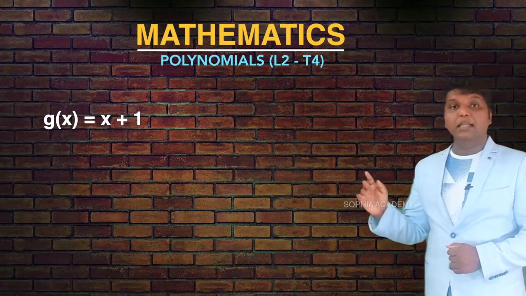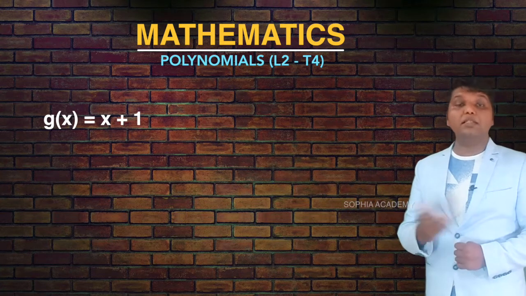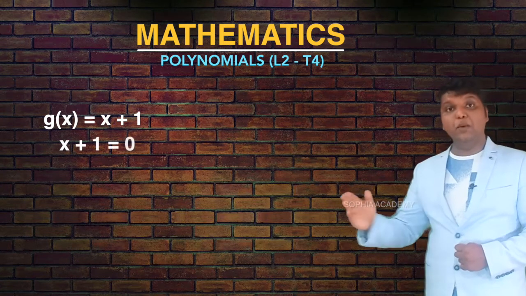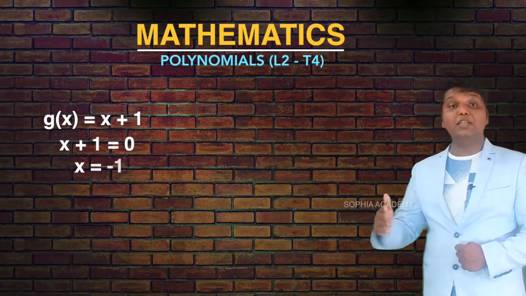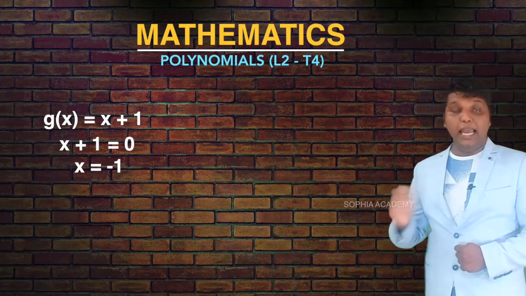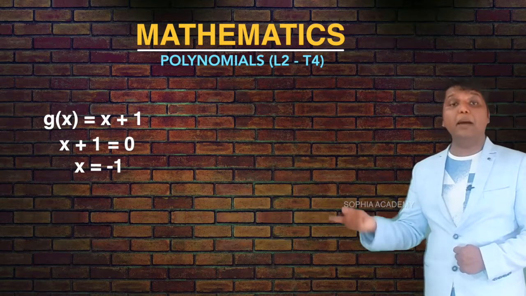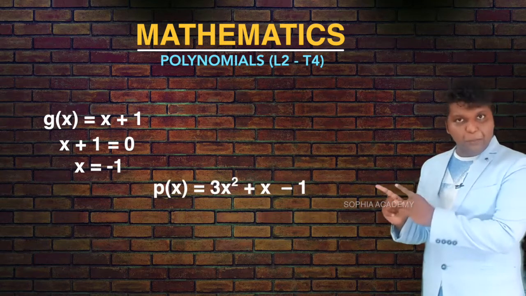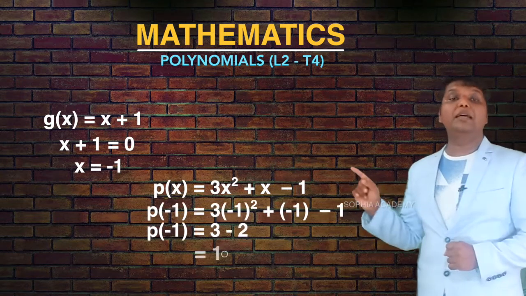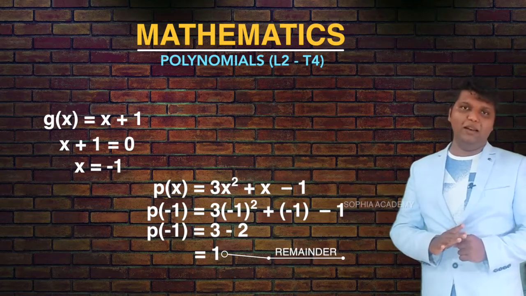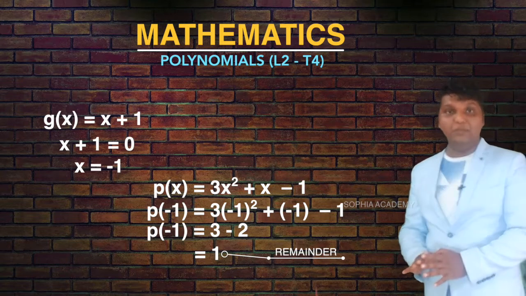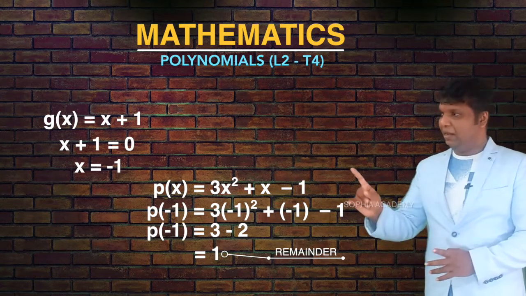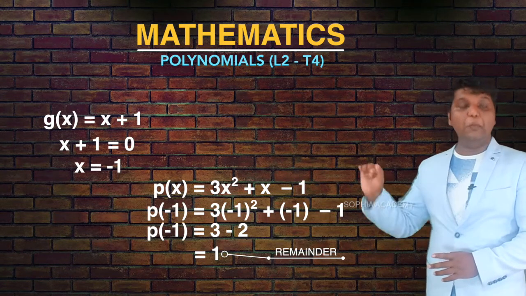x plus 1. Find the 0 of x plus 1. What is the 0 of x plus 1? x plus 1 is equal to 0. That means x is equal to minus 1. Right? x plus 1 is equal to 0, x is equal to minus 1. And p of minus 1 will be the remainder of the polynomial. That means there is no need to do the whole long division. Simply find p of minus 1. Inside the given p of x, find p of minus 1.